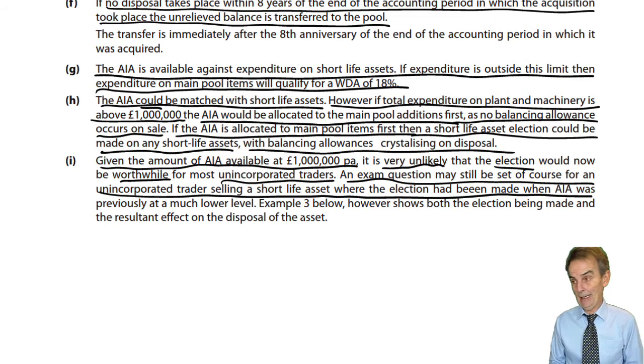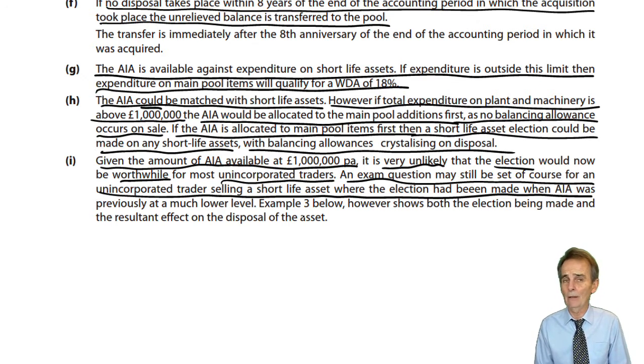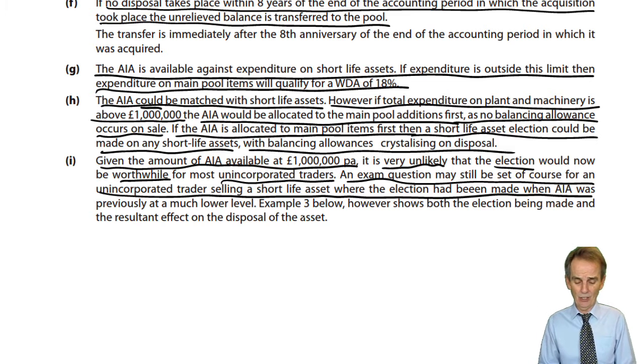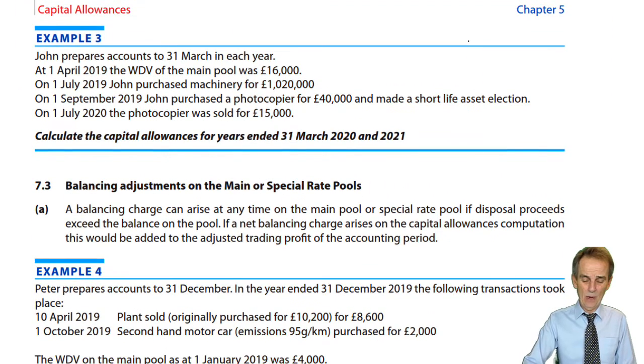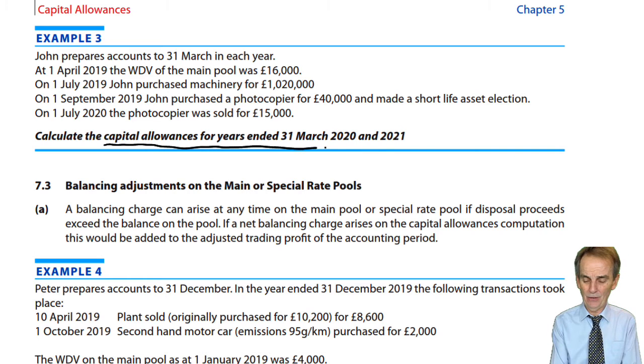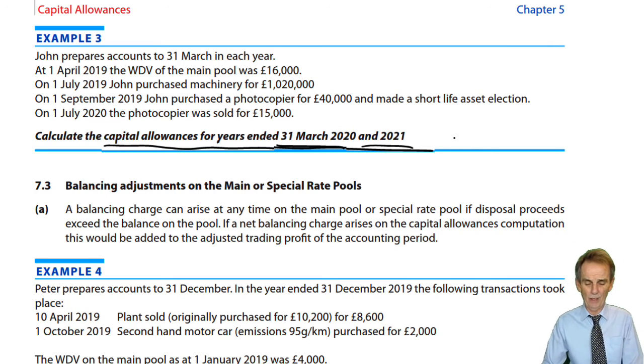Now, again, if we're looking at expenditure now, it's hard to think that we're going to get expenditure in excess of £1 million. But given that the same rule for short life assets applies for companies, capital expenditure on plant and machinery in a 12-month accounting period in the bigger companies may very well exceed £1 million, in which case it is still a distinct possibility that in a corporate tax problem you might have to deal with the short life asset election. And that's what we're going to see now in example 3, where we've got to calculate the capital allowances for the years ended 31st of March 2020 and 31st of March 2021. What we're going to see is both the purchase and then subsequent disposal of a short life asset.